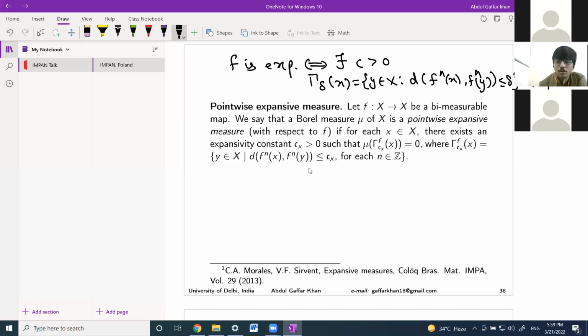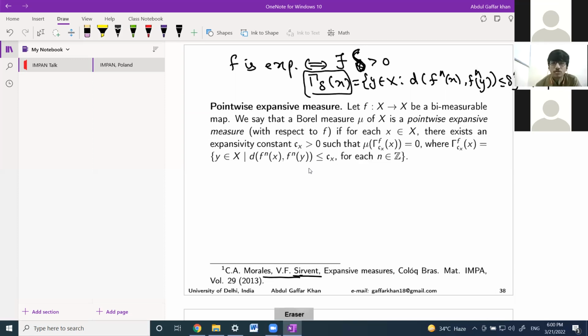This observation has motivated Bowen and Sevant to study the notion of expansive measures. Basically, we are assuming Borel probability measures whenever we talk about measures, but they have defined it in general. A measure is said to be expansive if the measure of Γ_δ(x) is 0 for some constant δ. Such a constant δ is said to be a constant of expansivity for the measure μ.